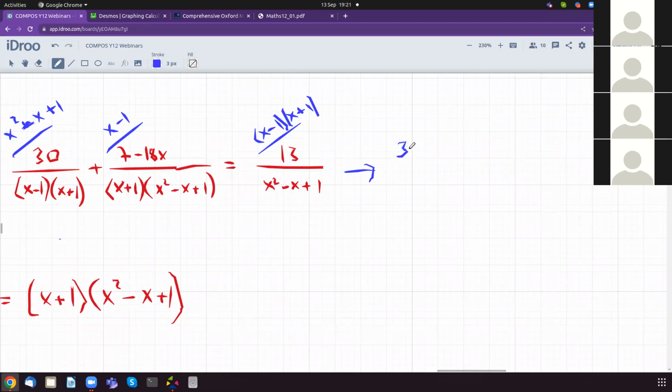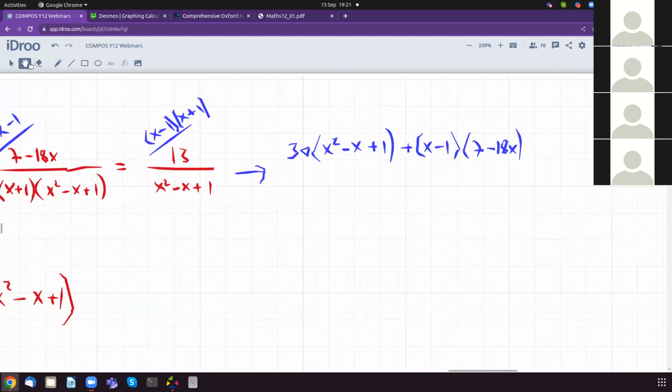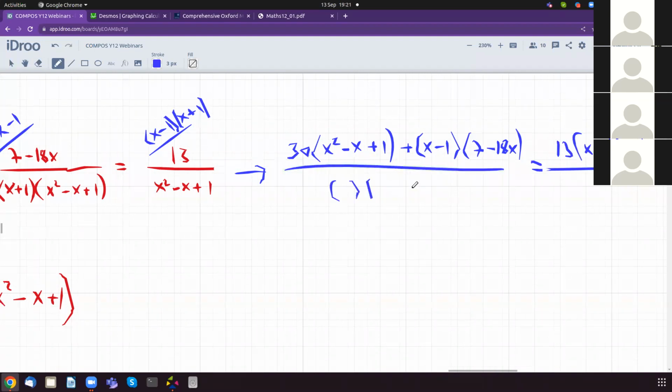That makes life much easier. So you get 30 times x squared minus x plus 1, plus x minus 1 times 7 minus 18x, equals 13 times x minus 1, x plus 1. Now, of course, there's a denominator, but it's the same thing.